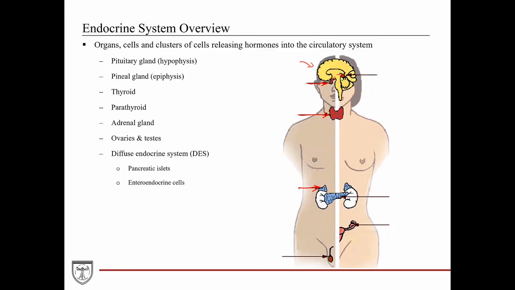In this particular lecture, we'll look at these major organs of the endocrine system, since we've already discussed some great examples of the diffuse endocrine system, and the ovaries and testes will be discussed in the respective reproductive system lectures.